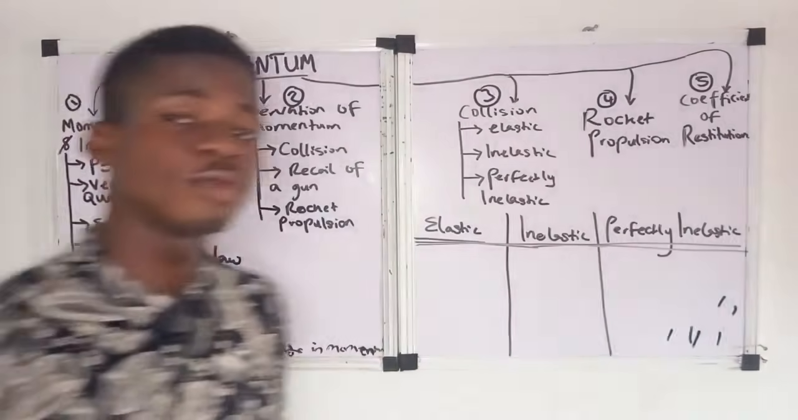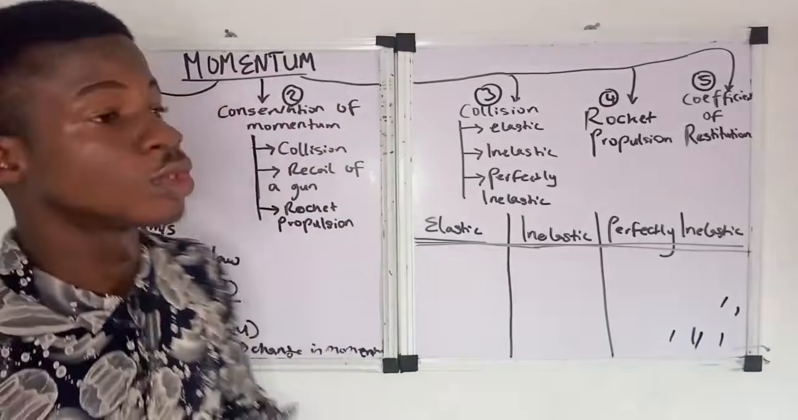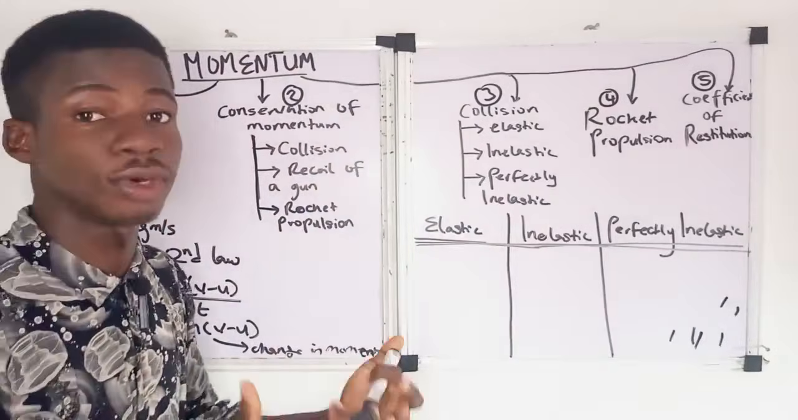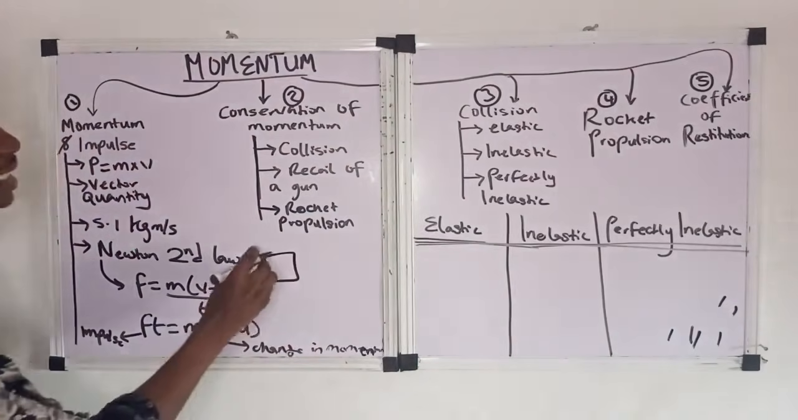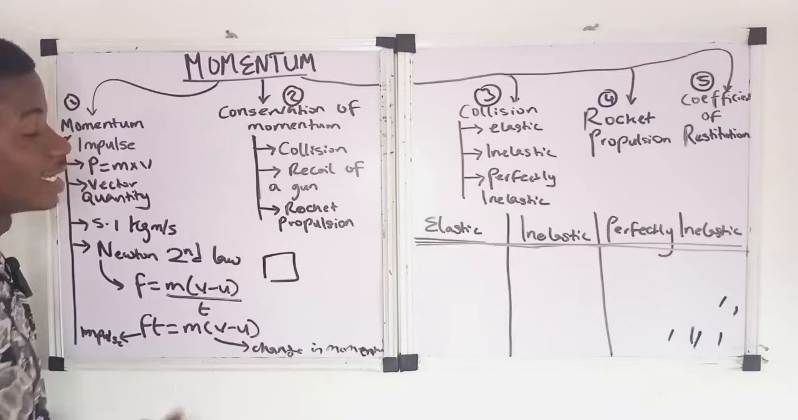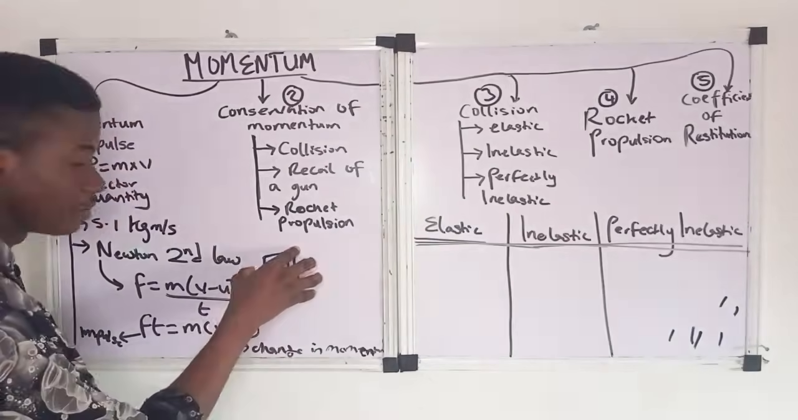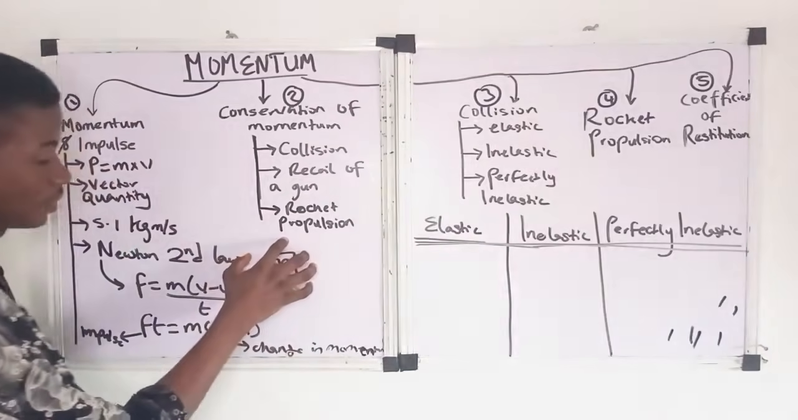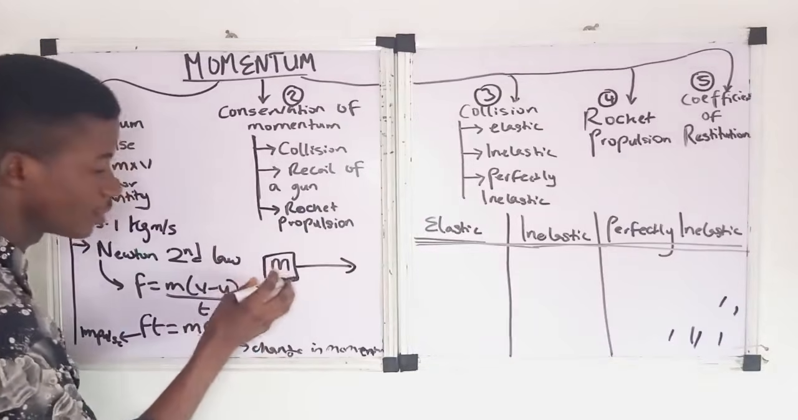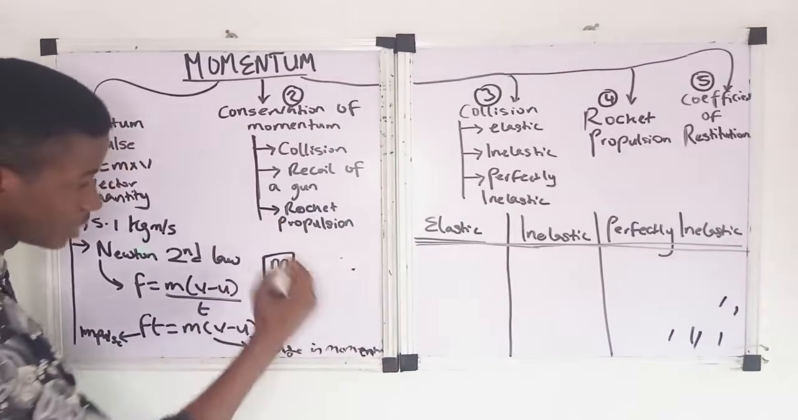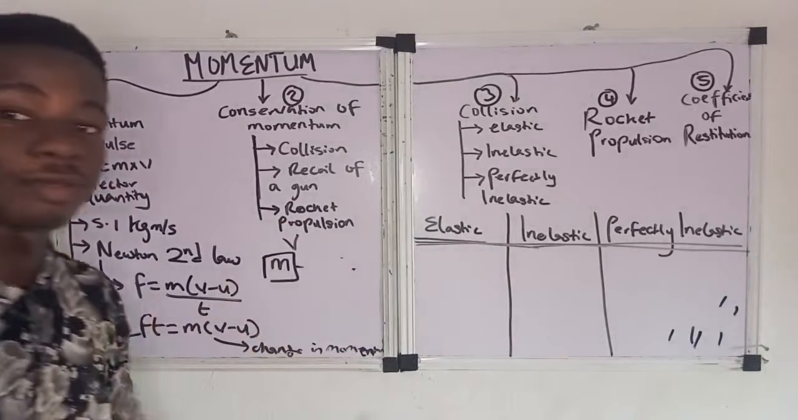Now, what is momentum and what do you understand by the word momentum? The momentum of a body is the mass of that body times its velocity. Let's say, for example, this is a body, and this is the mass of this body. So the momentum of a body is the mass of this body times the velocity of the body. That is the meaning of momentum.